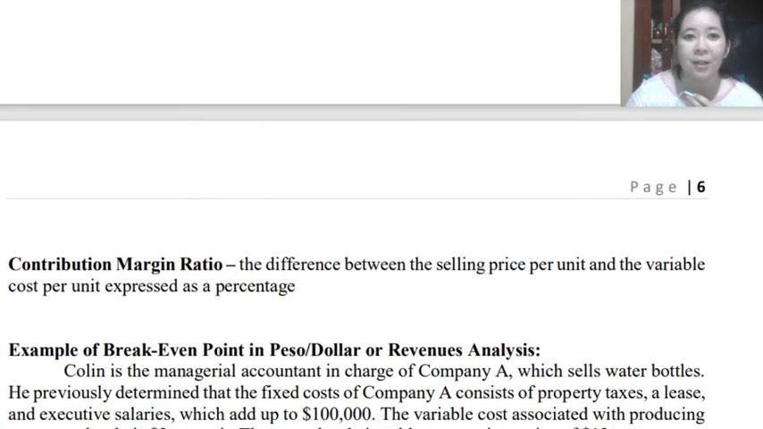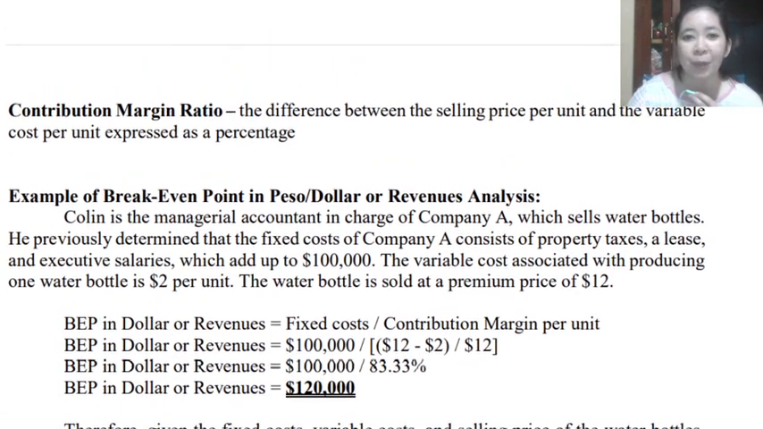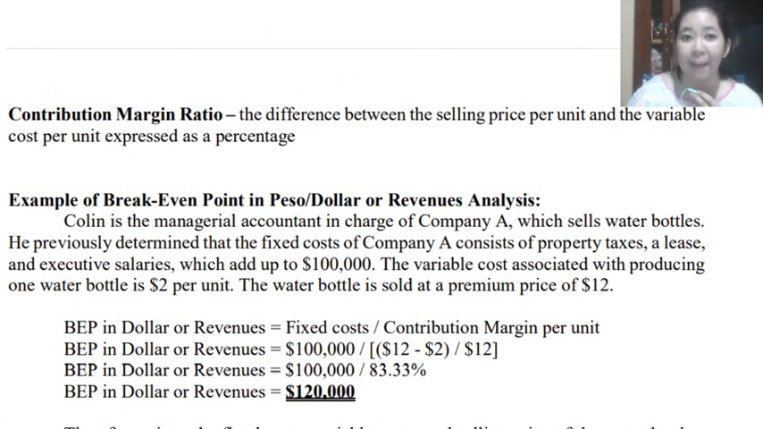Okay. So contribution margin ratio in this case is the difference between selling price per unit and variable cost per unit, which is expressed in percentage. So again, this is contribution margin divided by your total sales. That's how you get your CM ratio. Okay, so to understand better, we have here an example.